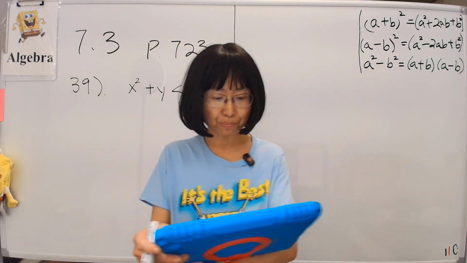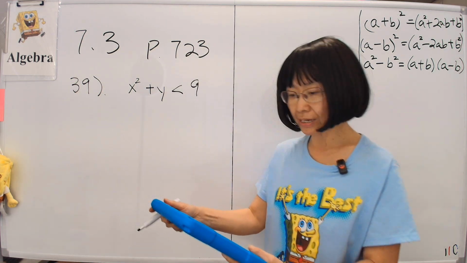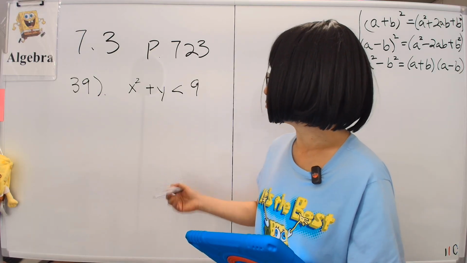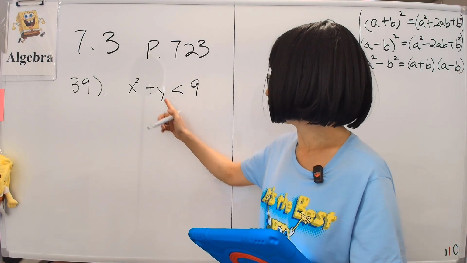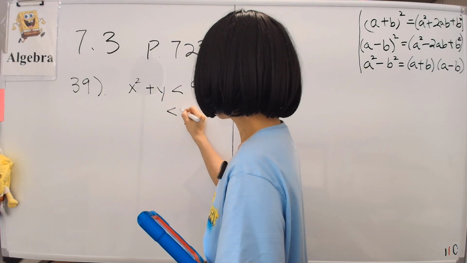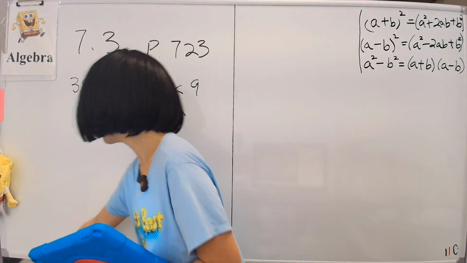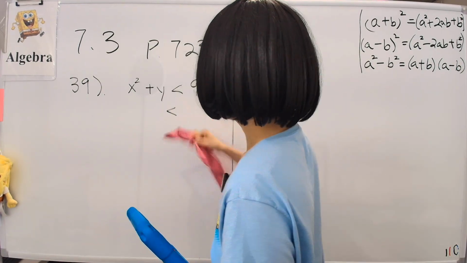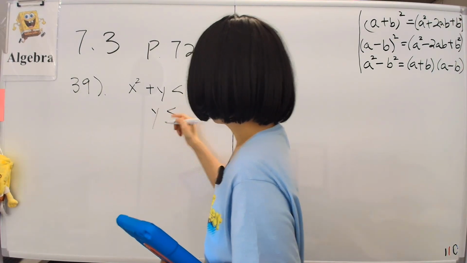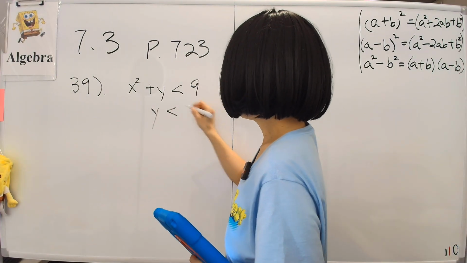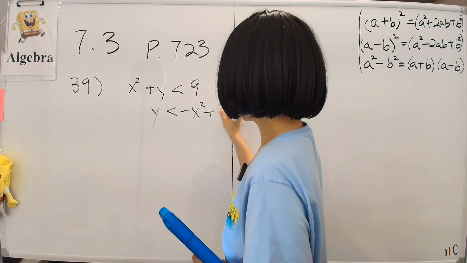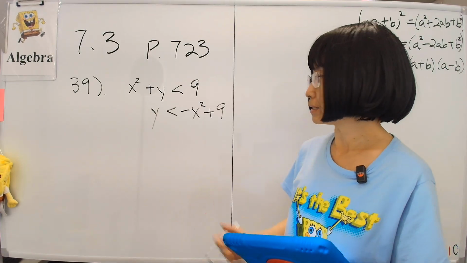So next, let's do problem 39, where we have x squared plus y is less than 9. All right, so now let's draw it. We'll isolate y. That's another way of saying y is less than 9 minus x squared, or minus x squared plus 9. That would be the inequality.